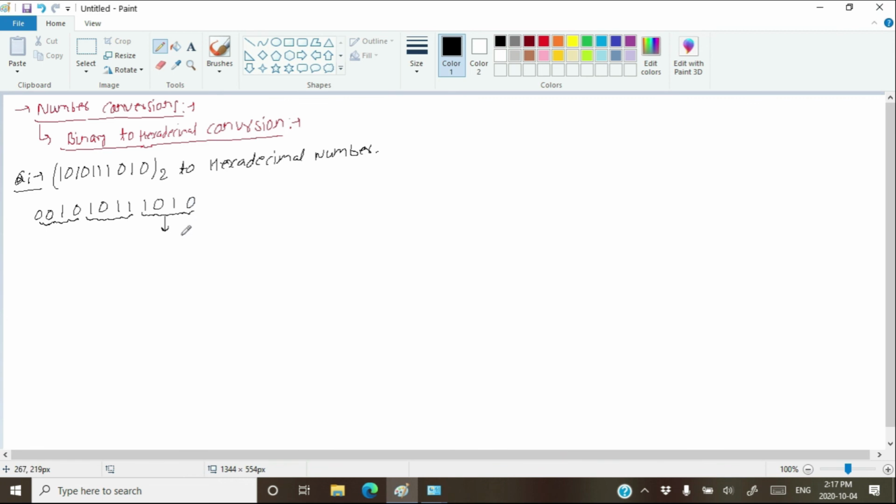1010 means 10 and 10 means A. 1011 means 11, 11 means B, and this is 2. What I did here is that I have calculated the decimal equivalent of this 4-bit binary, and then I have found various hexadecimal digits. So this in binary is equivalent to 2BA in hexadecimal.